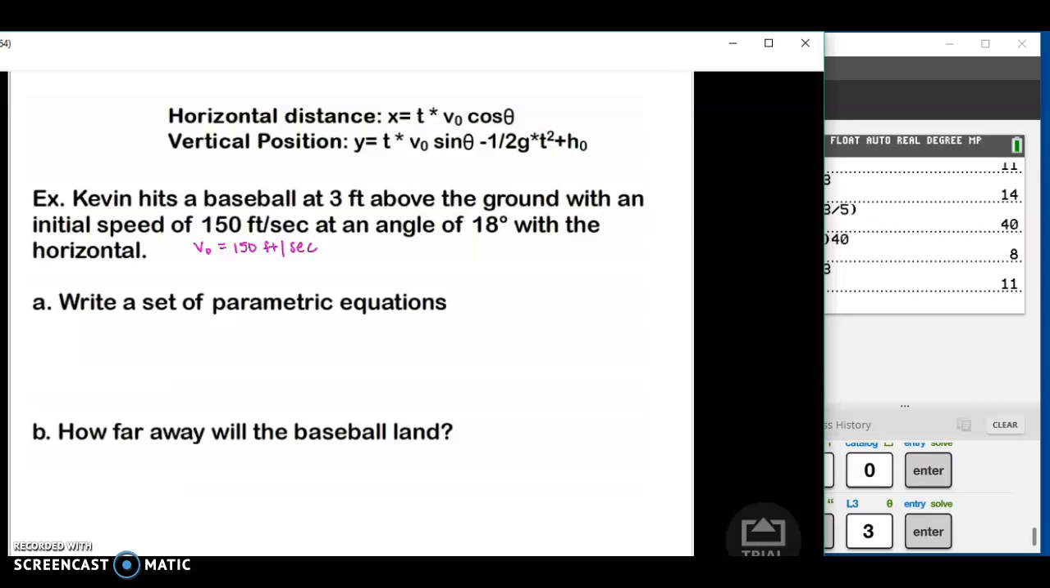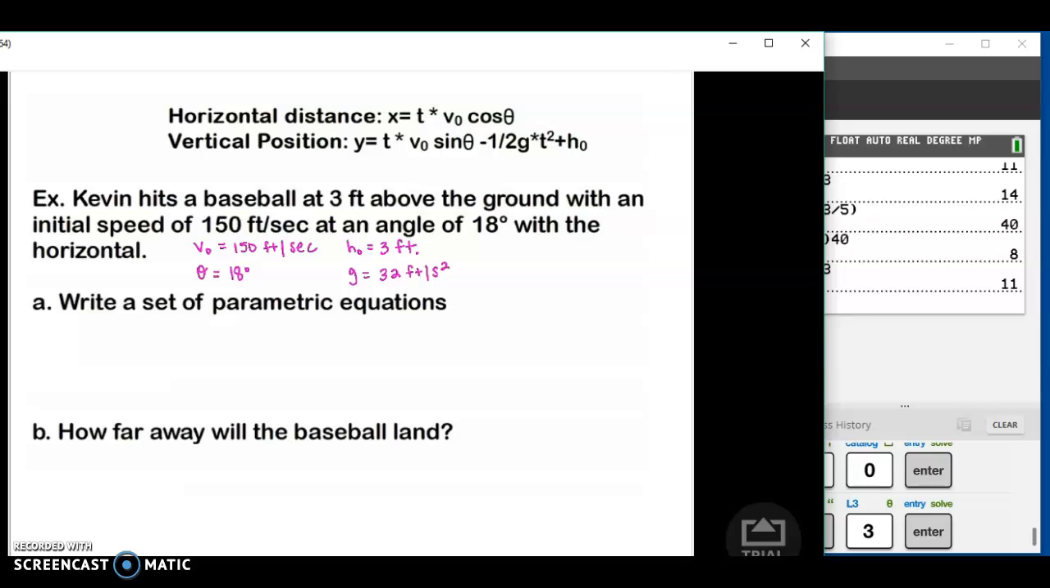We also know that the angle is 18 degrees with the horizontal, and it says he hits a baseball at 3 feet above the ground, so that means our initial height, or h naught, is going to be 3 feet. And we are working with feet per second, so when we do our gravitational constant, we need to use the feet per second one, so the 32 feet per second squared.